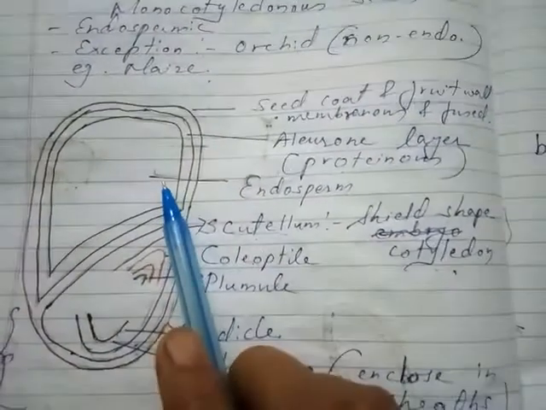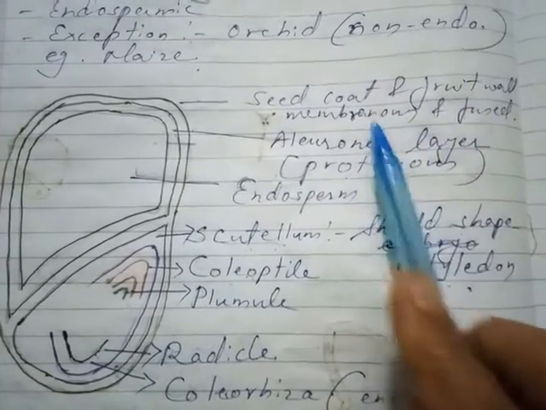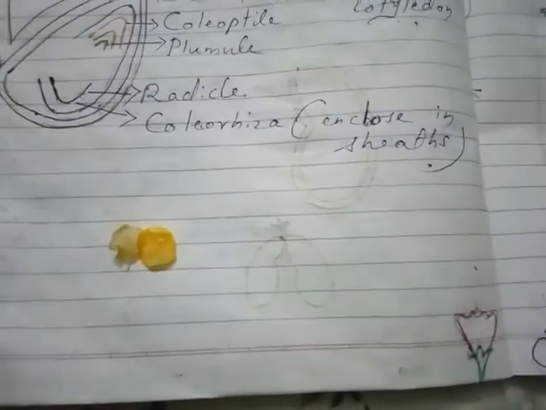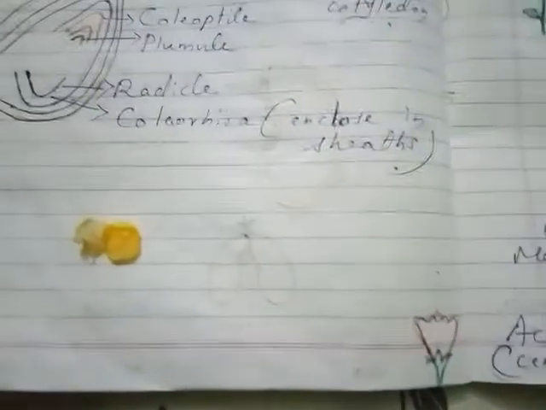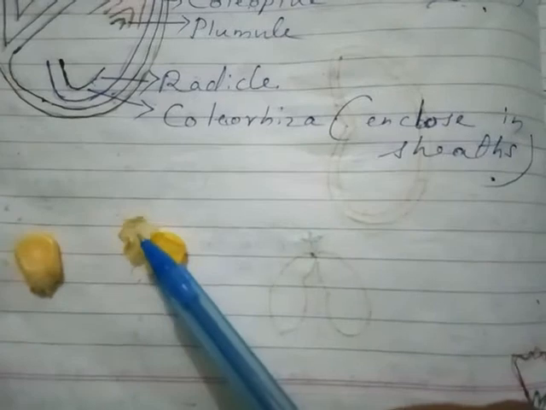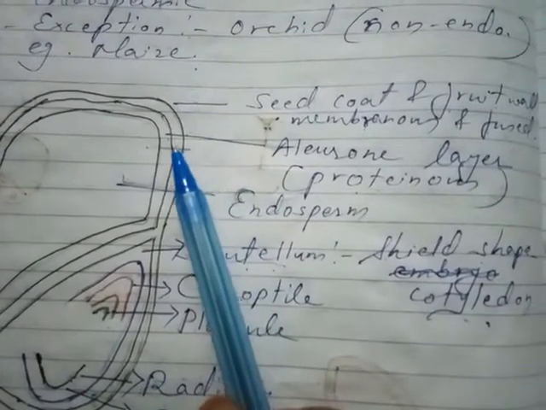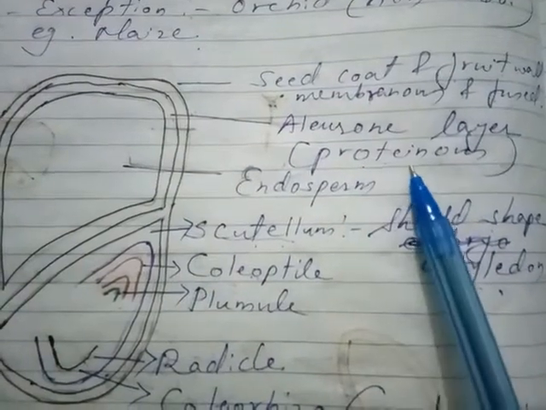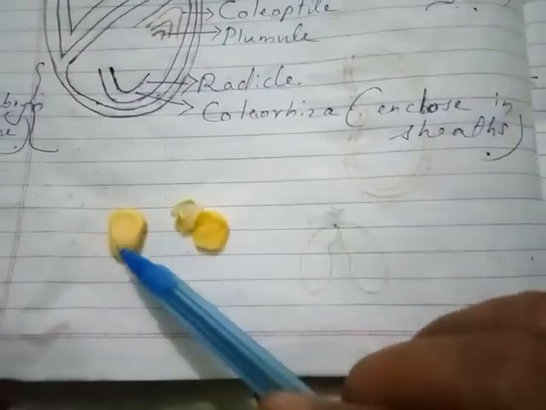Example is maize. In case of maize, seed coat and fruit wall are present, which is membranous and fused together. So fruit wall and seed coat are fused together and it is membranous. This one is a single cotyledon. Then below it is the aleurone layer, which is proteinaceous in nature, and then endosperm is present, which has reserved food material. The lower part is called the embryo.